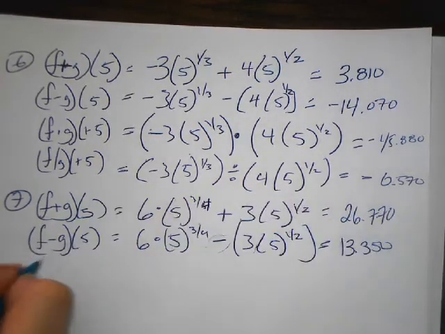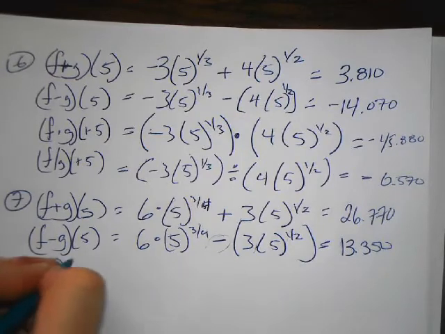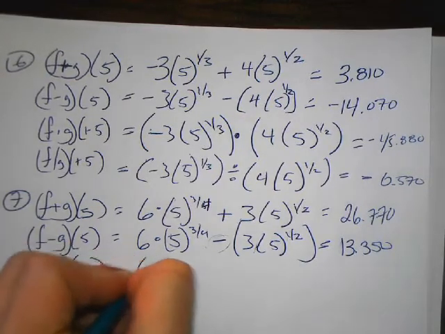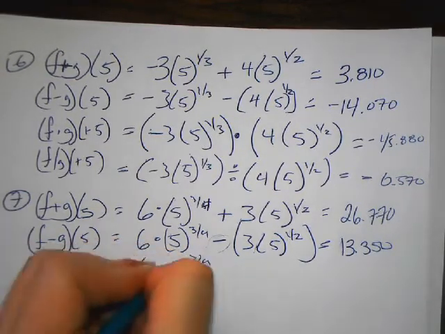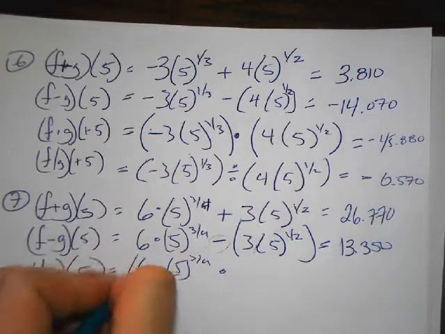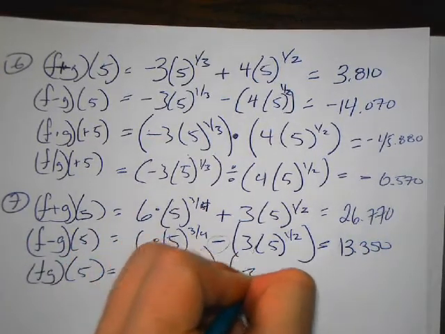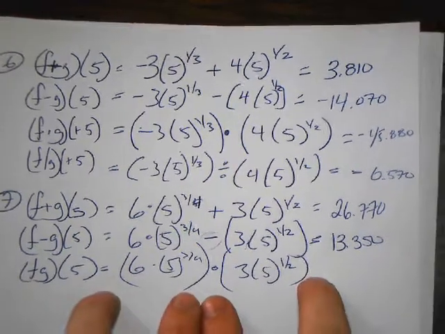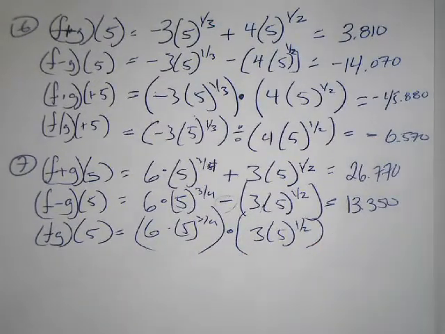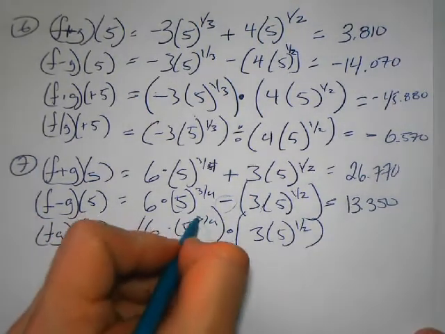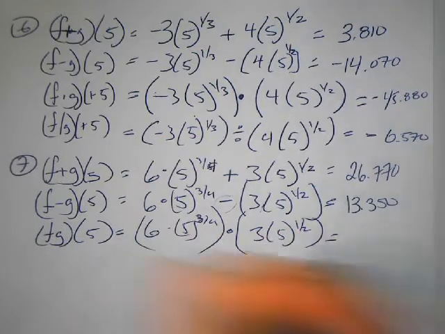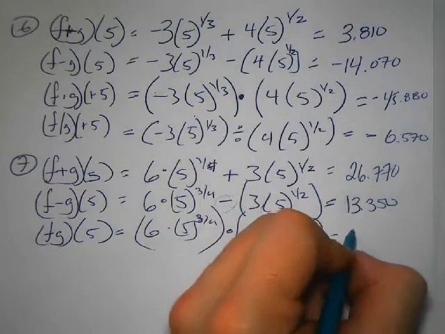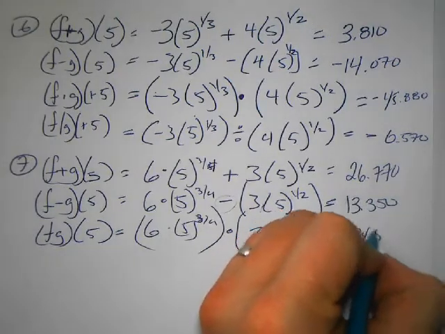13.350. Real quick, we're going to do f times g at 5, and that's going to give me 6 times 5 to the 3/4 power, multiply by 3 times 5 to the 1/2 power. And again, I'm going to start using a lot of parentheses here because I want the order of operations to get preserved in the calculator. But it should look like this. And I'm going to hit enter in the calculator. And it's just going to spit out for me 134.580.